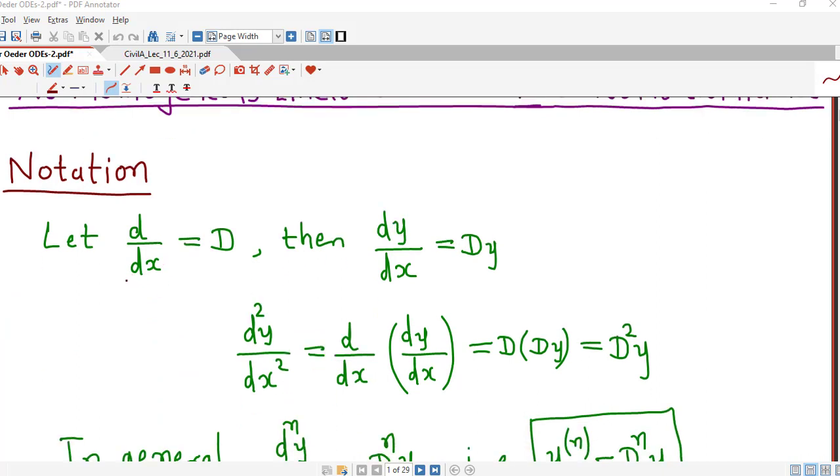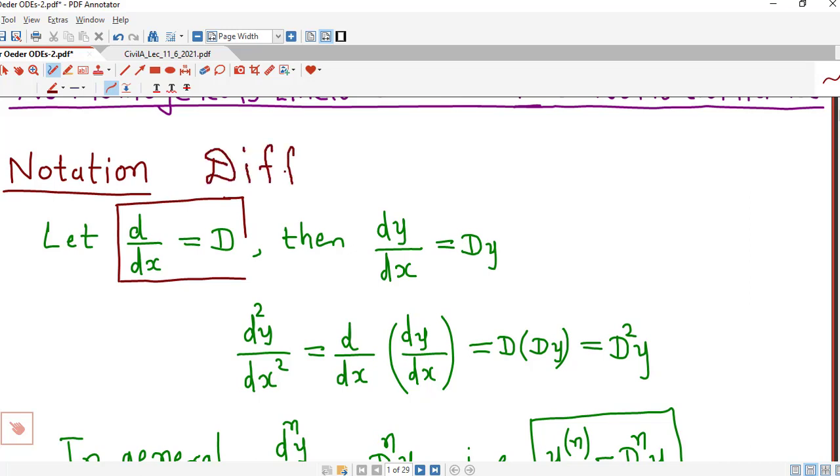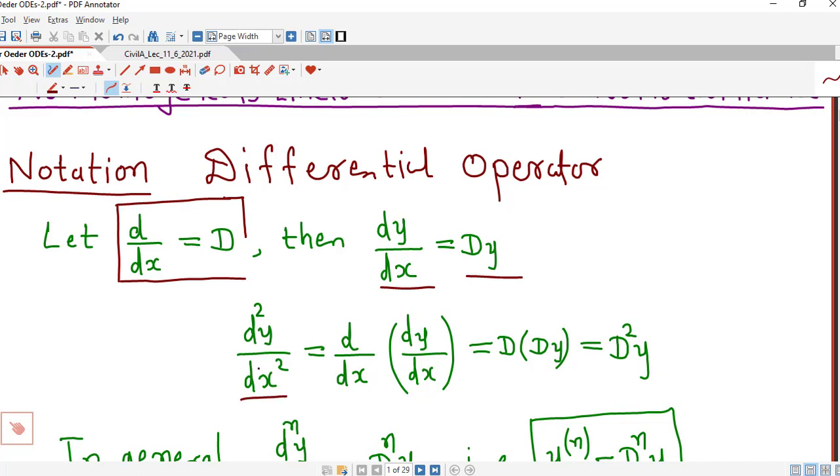Suppose this derivative with respect to x, say d by dx, is denoted by capital D. This D is known as differential operator. So we will use this differential operator to denote derivative with respect to x. So if we consider d by dx equal to capital D, then dy by dx can be written shortly as capital Dy.